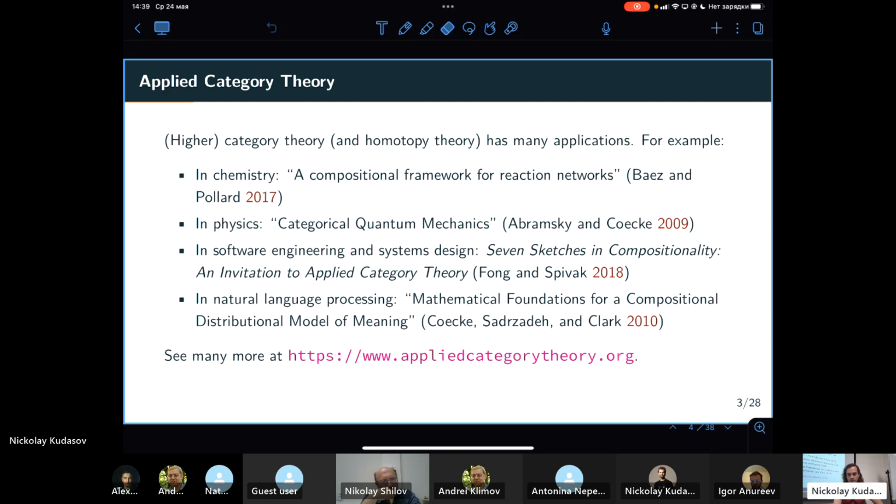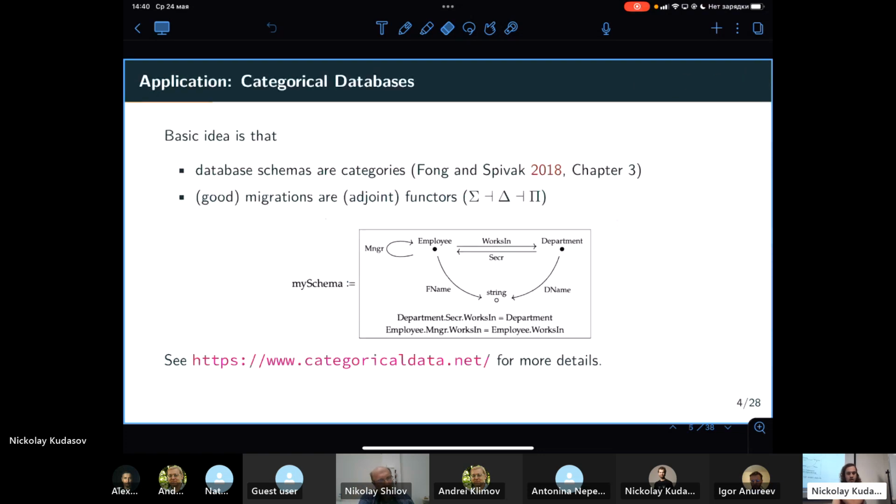Yeah, and of course I am, I guess, first and foremost a Haskell programmer, and that means that I'm most experienced with just writing programs and designing programs and systems. So to me personally, the applications that I find interesting are those, for example, described in Fong and Spivak's book, 7 Sketches of Compositionality, an invitation to apply category theory.